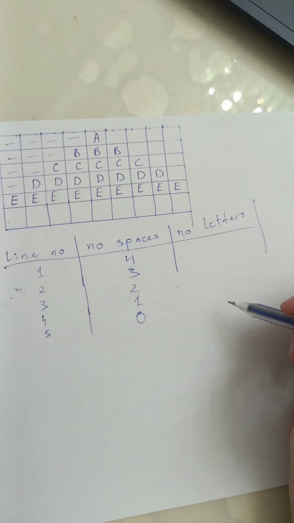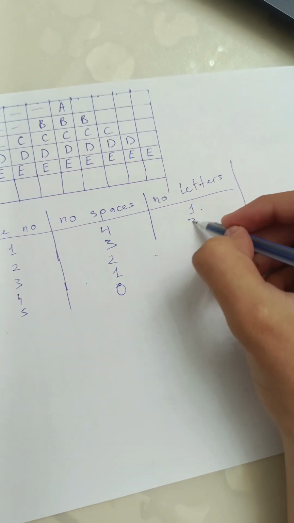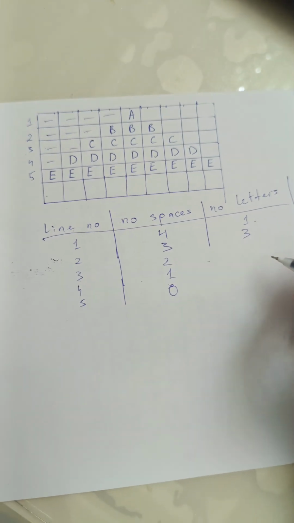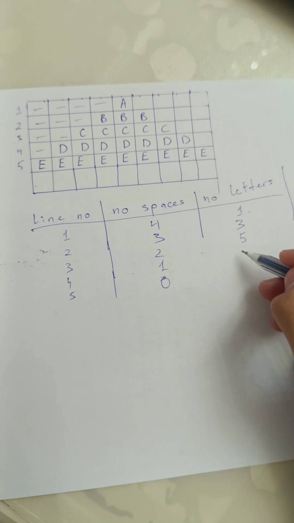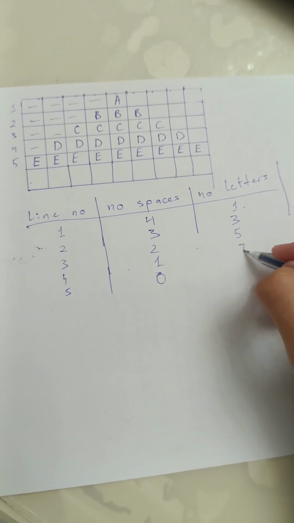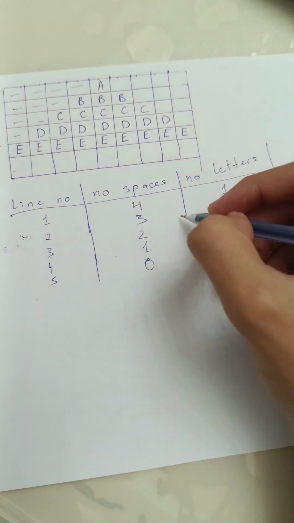So, number of letters. In line number 1, we have 1 letter. In line number 2, we have 3 letters. In line number 3, we have 5 letters. In line number 4, we have 7 letters. And in line number 5, we have 9 letters.